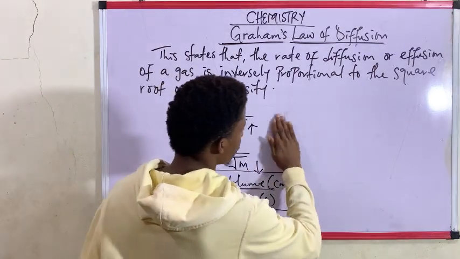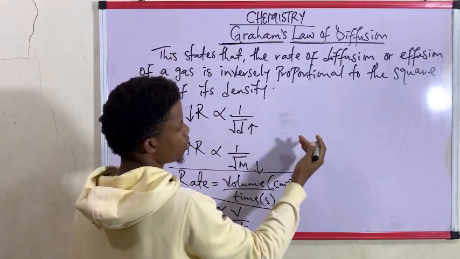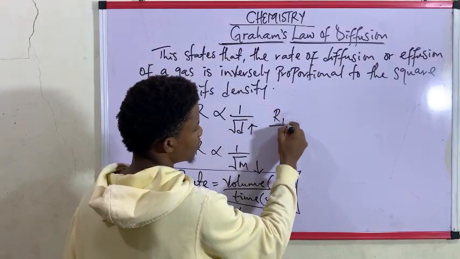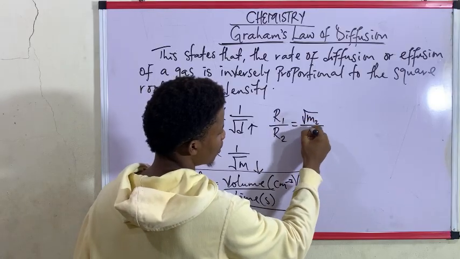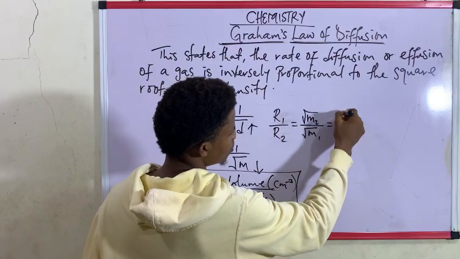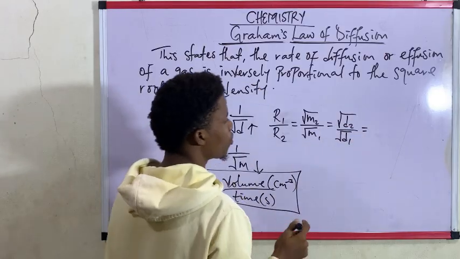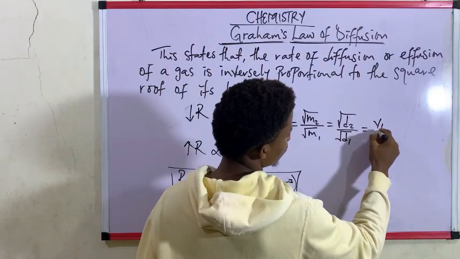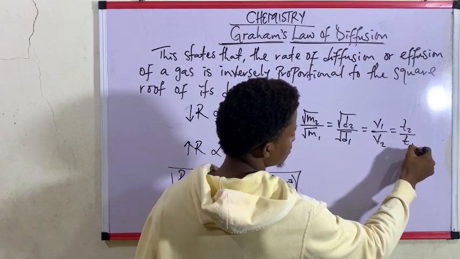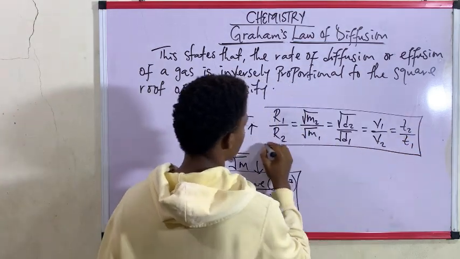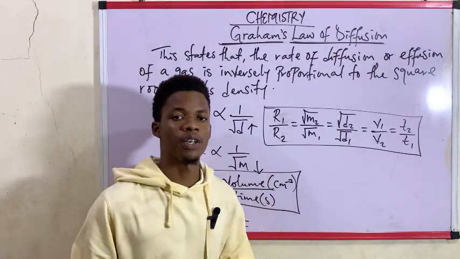Then other formulas on Graham's law of diffusion. In relating all of them, we have R1 over R2 of a gas is equal to root M2 over root M1, which is equal to root D2 over root D1, which is also equal to V1 over V2, which is also equal to T2 over T1. So these are what we have regarding Graham's law of diffusion.